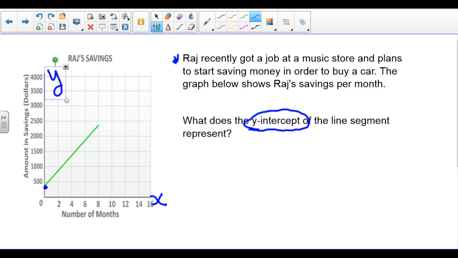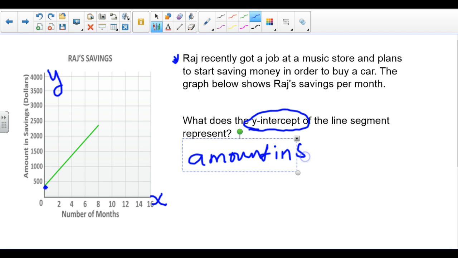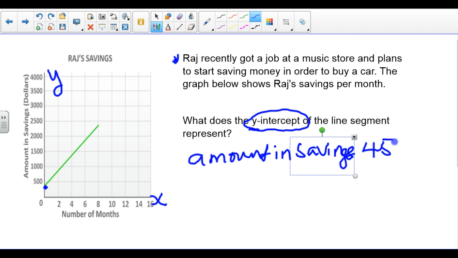So the y-intercept is telling me that right here on y, which is amount in savings, the amount in savings was about, I'll say, maybe 450, something like that. Again, just estimating what it is. And number of months was 0.